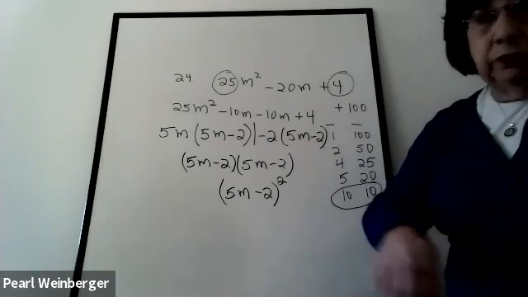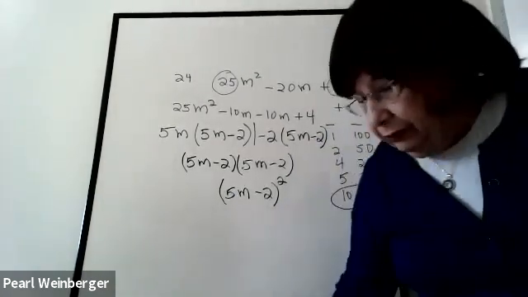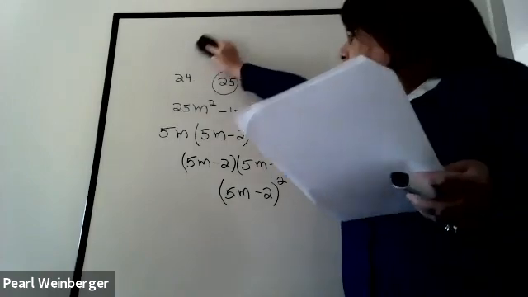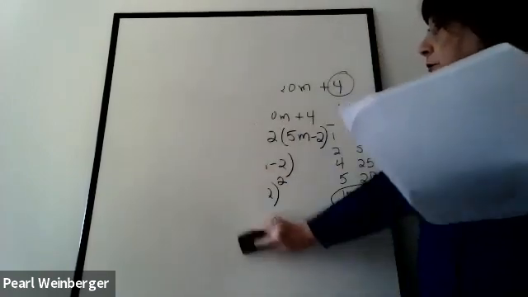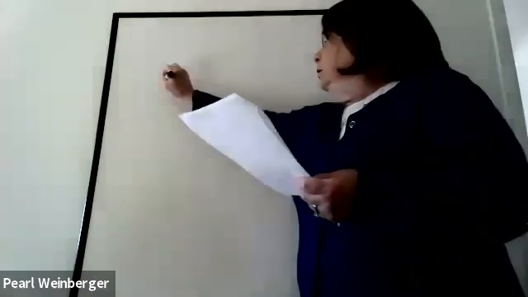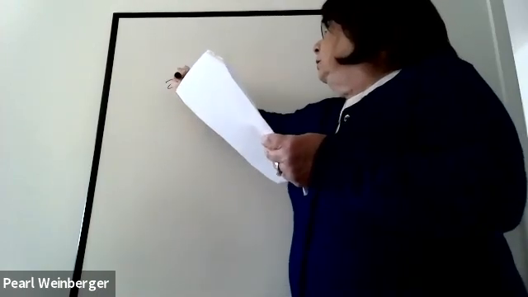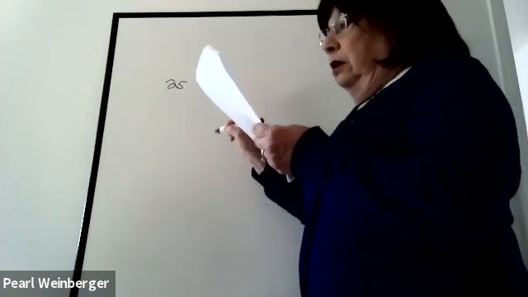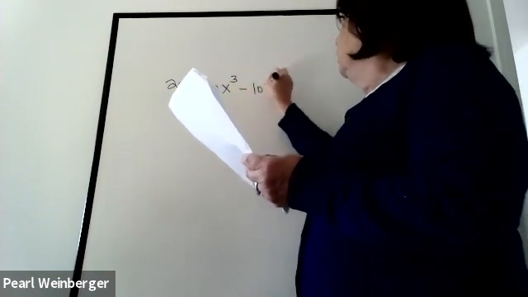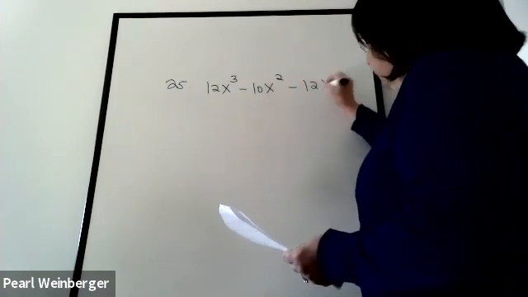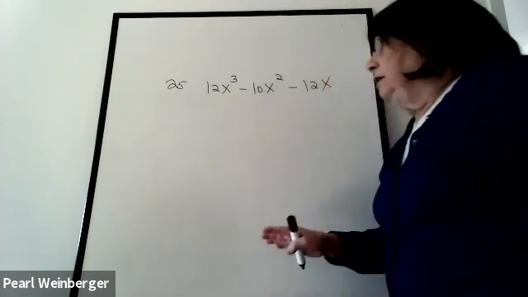Any questions so far? Okay, so let's go on to the next example, which is number 25, where we have 12x to the third minus 10x squared minus 12x. And again, we want to factor this completely.